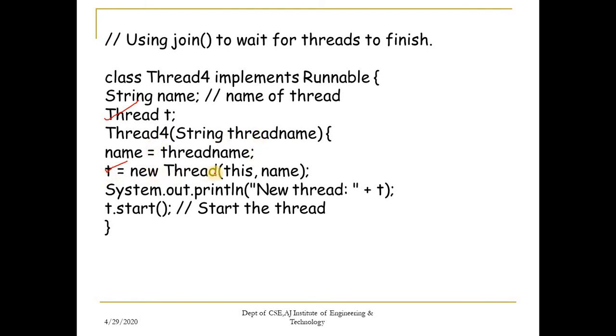The next statement, we are going to create a new thread for this object with the name represented by name. Then we will display that new thread which is created, and we will start that thread. So this was about the Thread4 class. We have called the start method for the thread. The start method will call the run method, right?